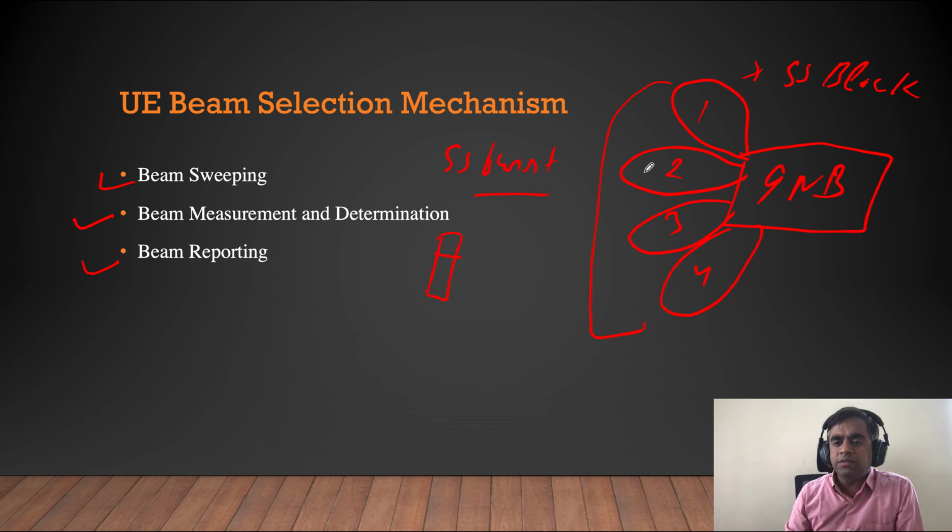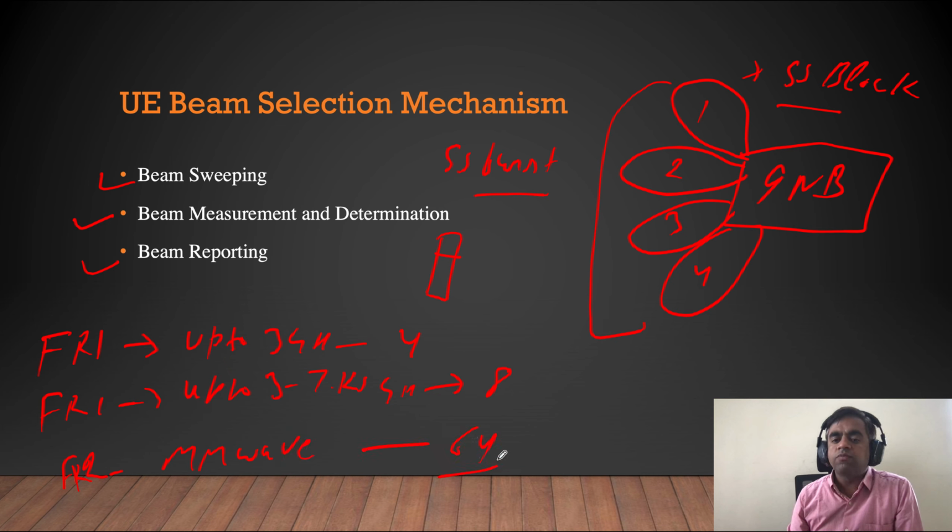Now how are these SS blocks decided? This depends on the frequency. We have visited these bands: in 5G, we have the FR1 band, and up to 3 gigahertz we will have four blocks, as I have drawn four. So four such blocks will be there for FR1 up to 3 gigahertz. In the same band, if we go from 3 to 7.125 gigahertz, these blocks are 8. And if we go to FR2, which is your mmWave segment, these blocks can be up to 64.